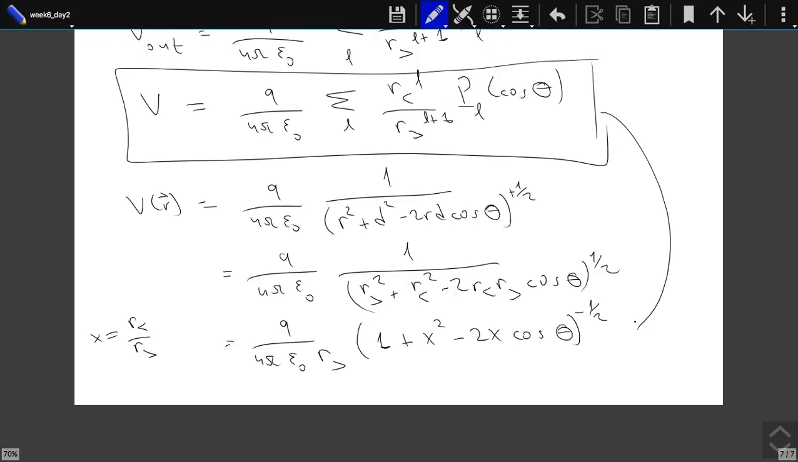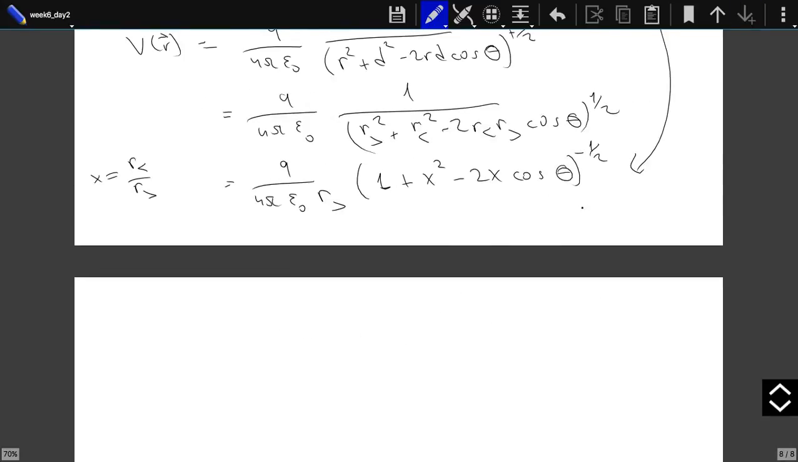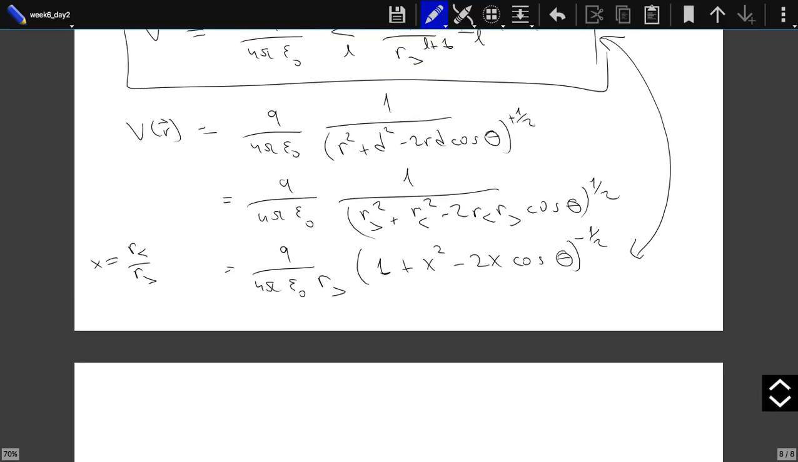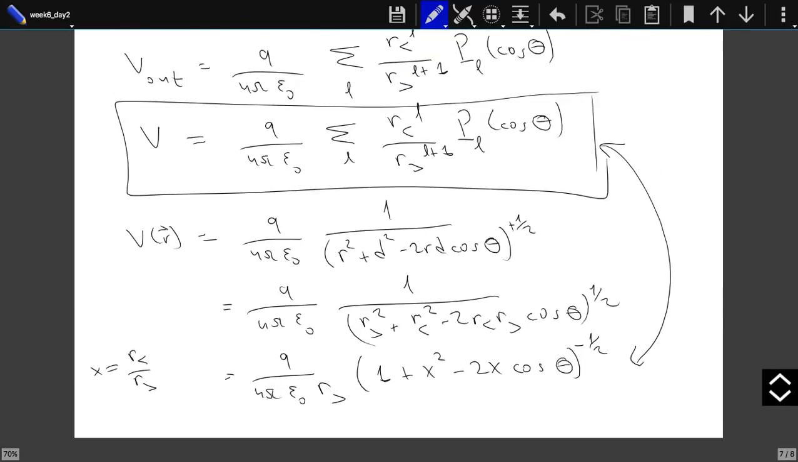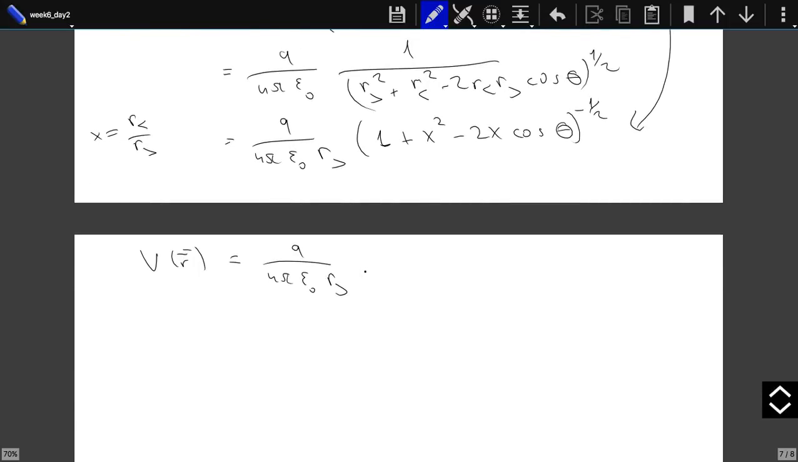Now let's compare these two. This is one expression of the potential we have. The other one in this rectangle is another expression we have, and that we can also write in this form, q over 4 pi epsilon 0 r large. You see, r large has one more power in the denominator, so I just take it out. What remains is r small over r large to the power L. R small over r large is nothing but x. Sum over L, x to the power L, PL of cosine theta.